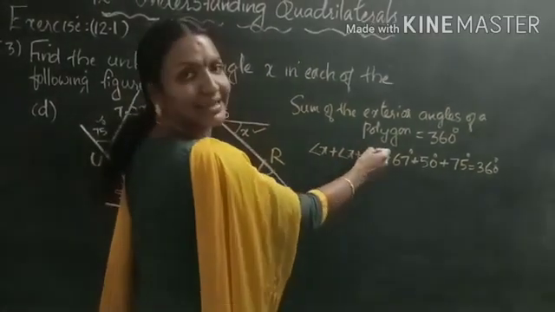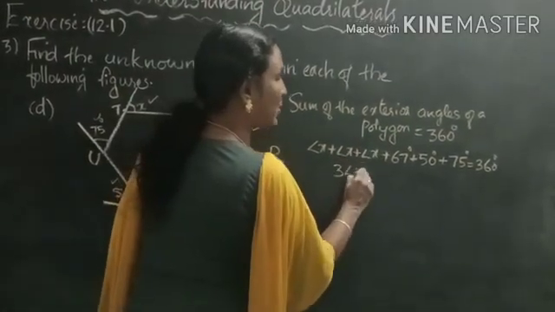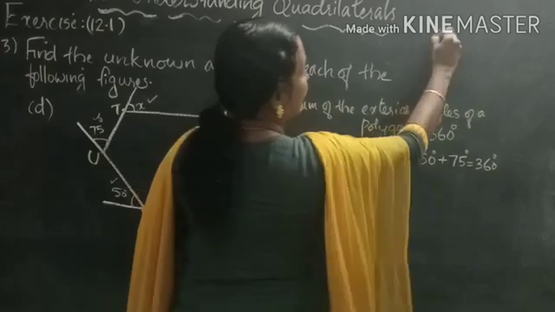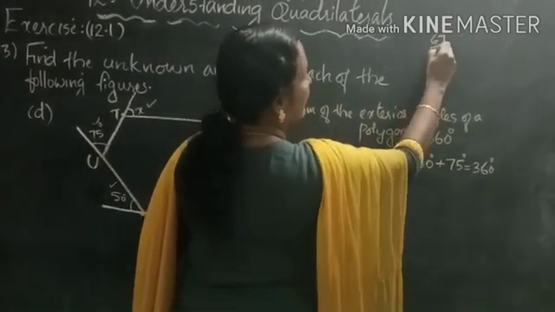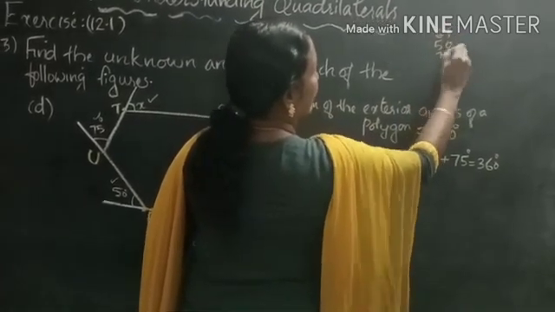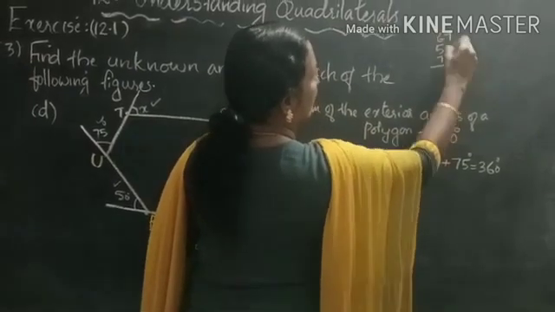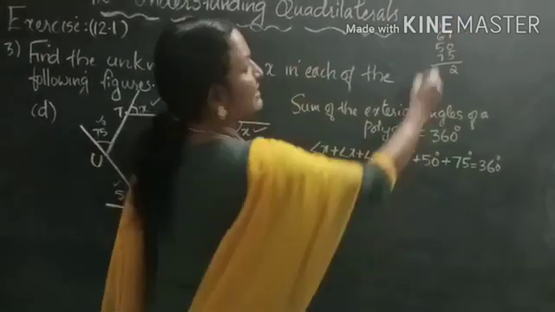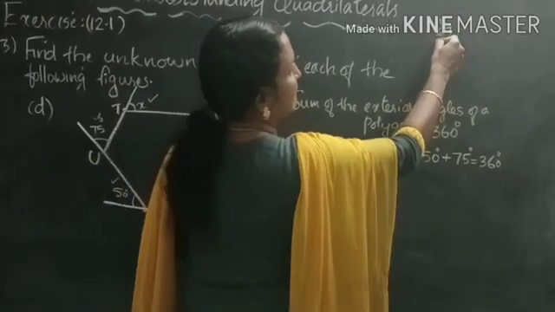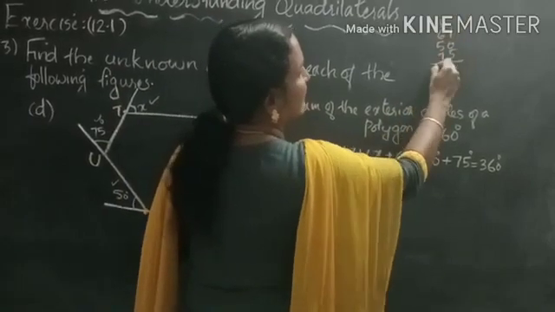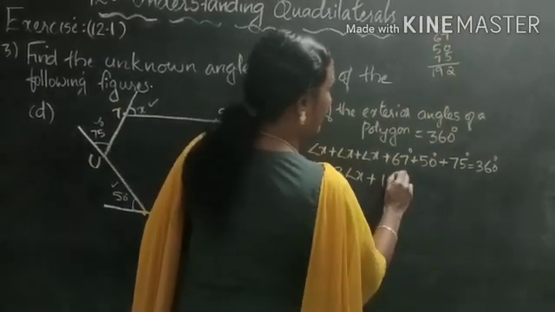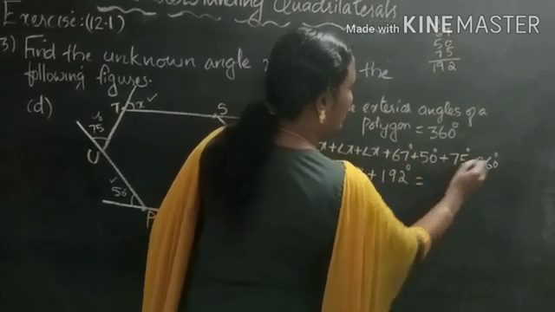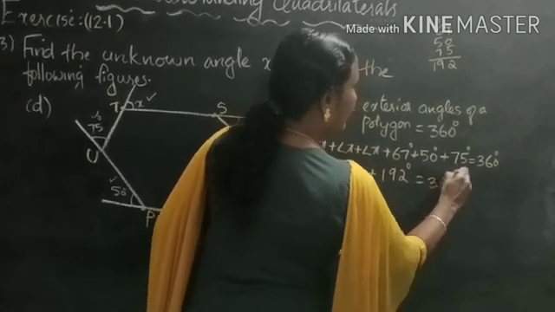X plus X plus X is 3X. So 3 into angle X plus adding 67, 50 and 75. 7 plus 5, 12. Balance 1. 6 plus 1, 7. 7 plus 5, 12. 12 plus 7, 19. So 192 degree plus 3 into angle X is equal to 360 degree.